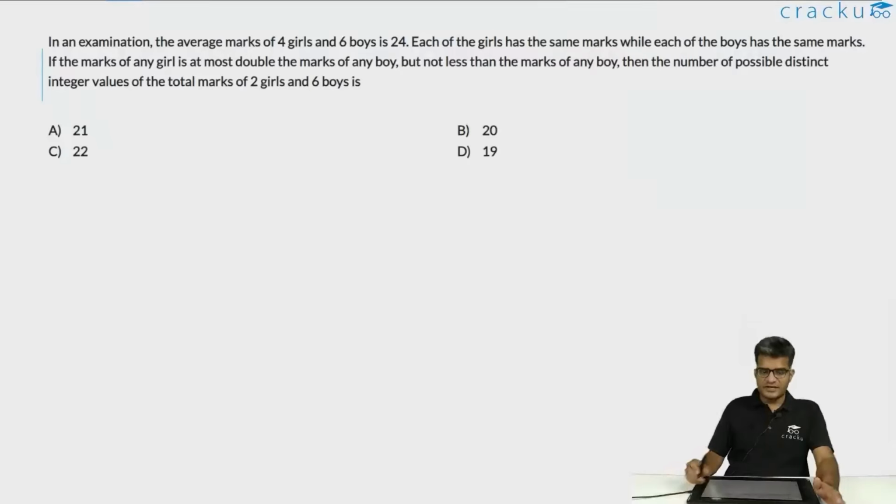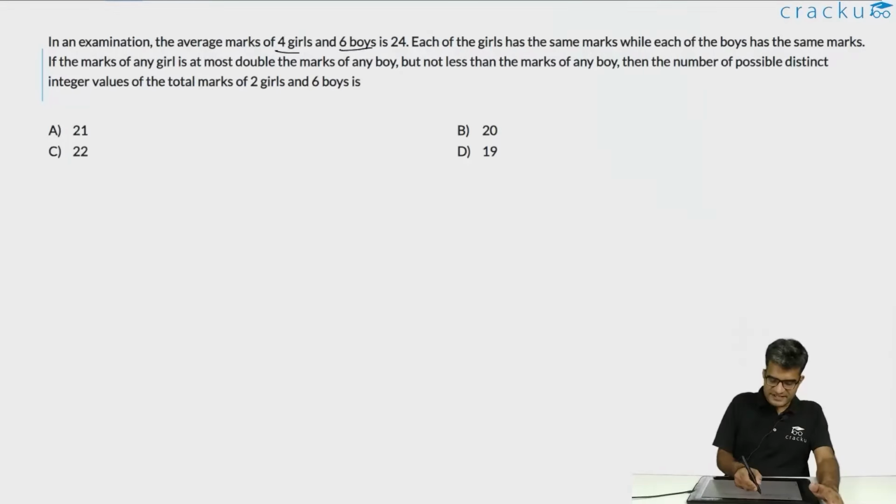In this question, we are told that the average marks of 4 girls and 6 boys is 24. Every girl got the same marks. Every boy also got the same marks. So let the marks received by every girl be equal to G, and the marks received by every boy be equal to B. So the total marks received by 4 girls plus 6 boys will be equal to 240, because the average of these 4 plus 6, that is 10 students, is 24. So the total marks is 24 into 10, which is 240.